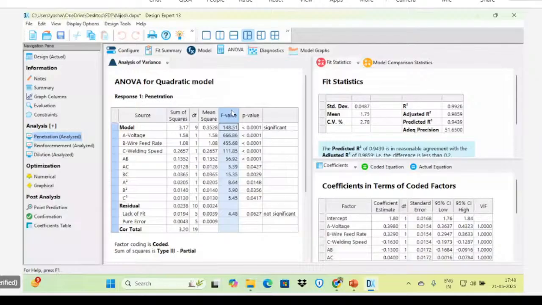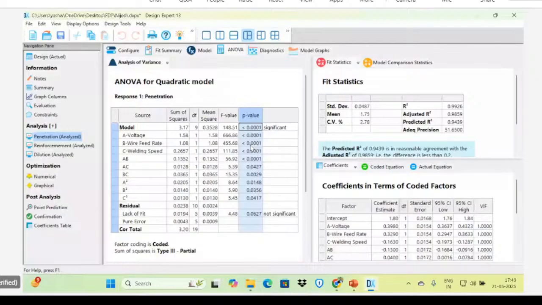And the dominant factor, which controls that output. Every output is controlled by a dominant input parameter, that I will tell you. P value is the probability value. Probability value should be less than 0.05. If it is not less than 0.05, then that factor is not significant.